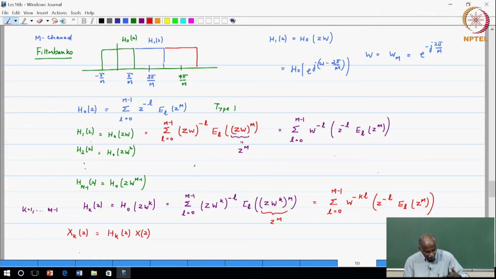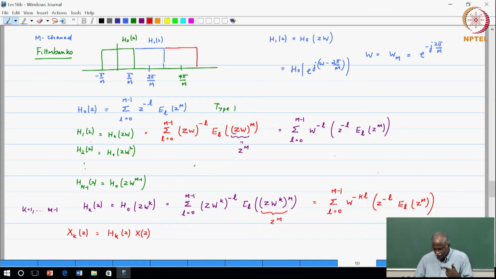So, basically you will have x naught to x m minus 1, so many outputs are there. Each of these requires you to process x of z by the same set z power minus L E L z power m, and once you have processed with that, then you are multiplying it by some phase terms and then taking a summation. Okay, because if you notice x of z and this set where L equal to 0 to m minus 1 happens for all of them.